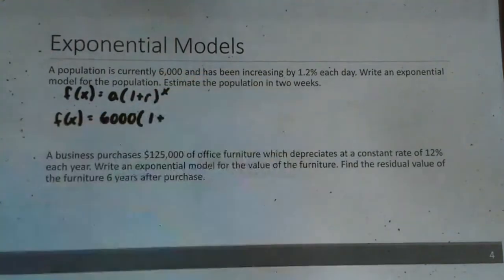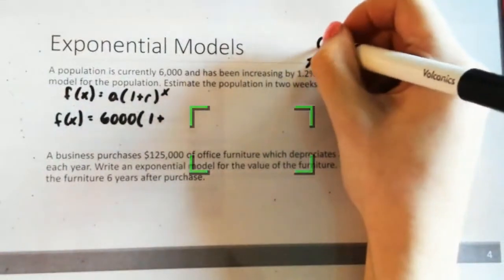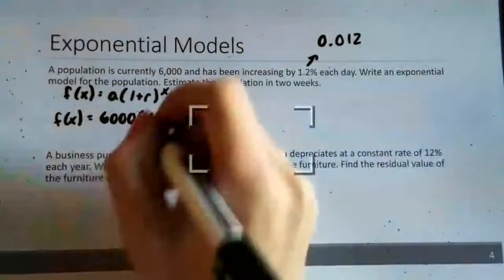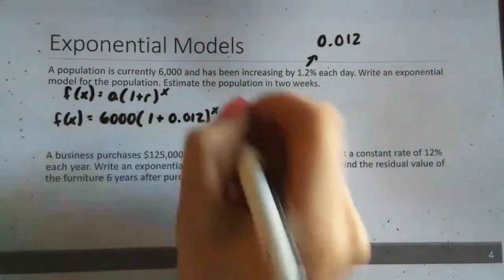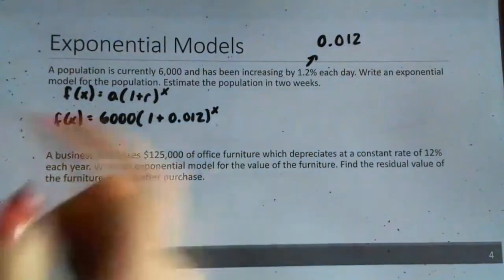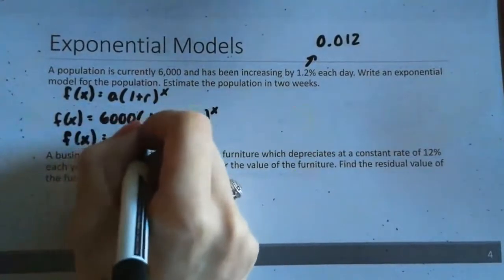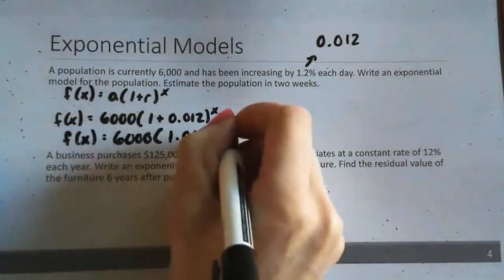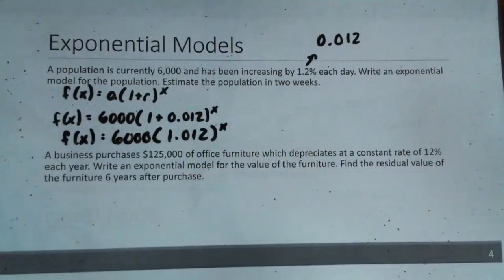times 1 plus our growth rate. Our growth rate is 1.2%, and that as a decimal is 0.012. So we'll have 1 plus 0.012, that's raised to the x power. But I can add 1 plus 0.012. That'll give us f of x is equal to 6,000 times 1.012 to the x power. That is a function that represents the population.